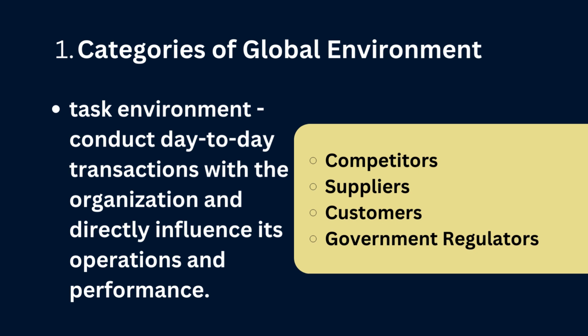Competitors refers to businesses offering similar products or services, which can influence pricing, product development, and marketing strategies. While suppliers are the providers of necessary inputs, they impact costs and product quality. We also have customers. Customers impact a business's success through their choices. Lastly, government regulators, which pertains to agencies setting regulations which can affect operations and costs.